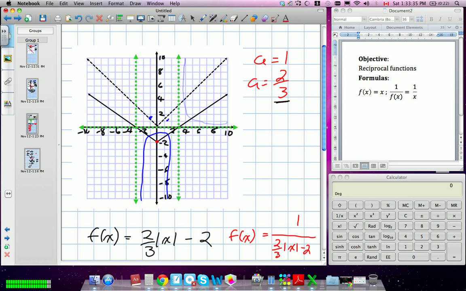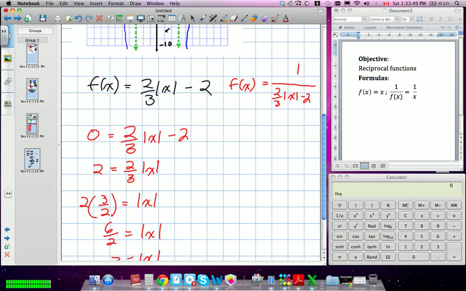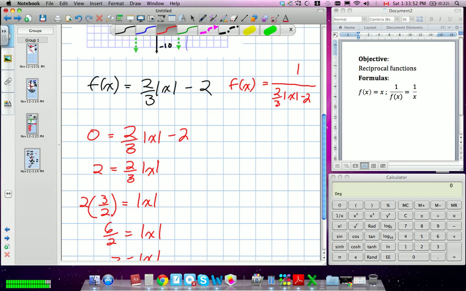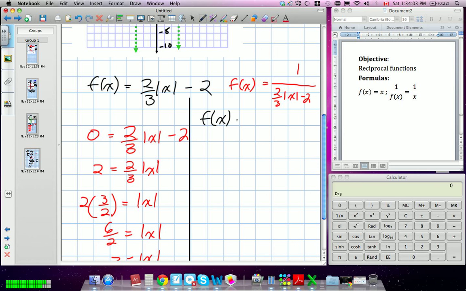So we're going to solve for our values when y is 1. So we're going to plug in a value for f of x, where y is 1. Let me just put a little separator here. Okay. So we need to find when f of x is 1. Our reciprocal function here is 1 over 2 over 3 absolute value of x minus 2. So when y is 1, that's what we're looking for now. Y is equal to 1 over 2 over 3 absolute value of x minus 2. Now, what I want to do is take this entire part and move it to this side. Okay?